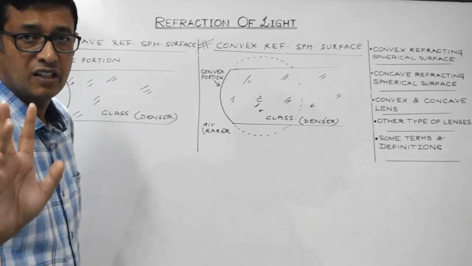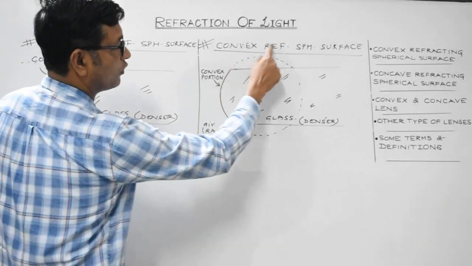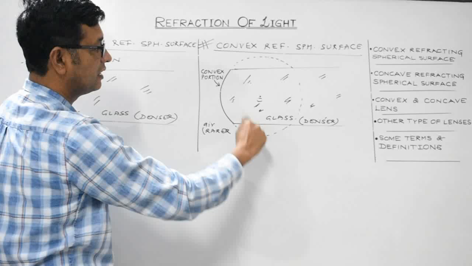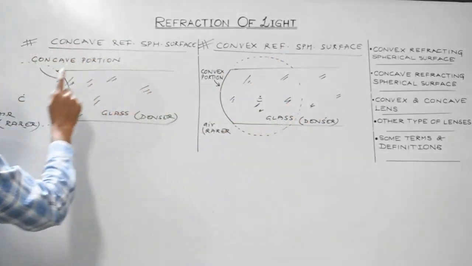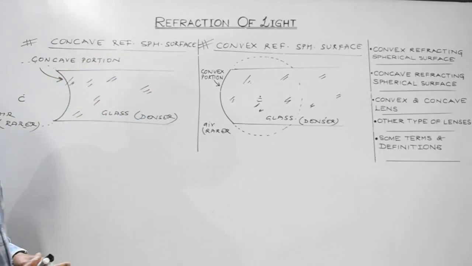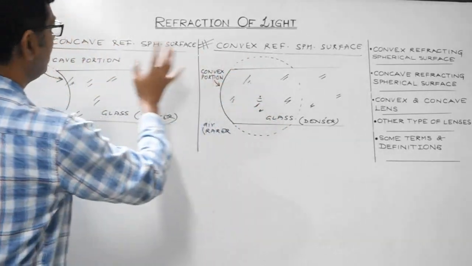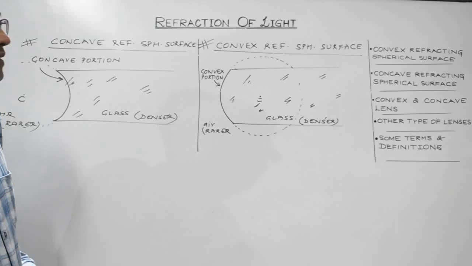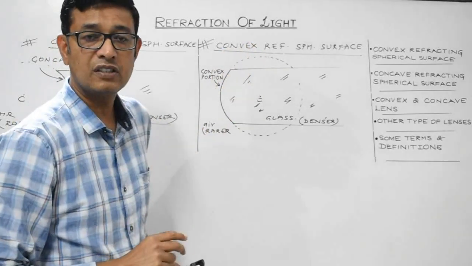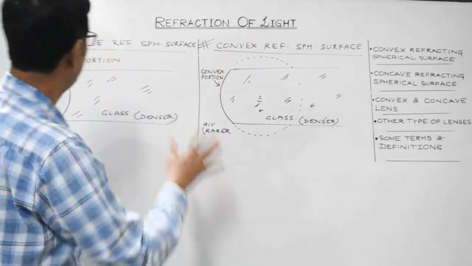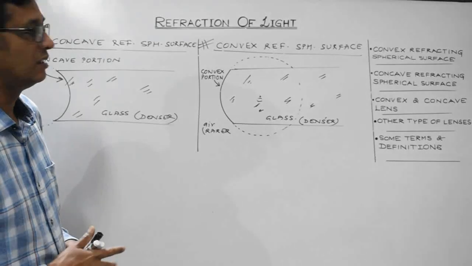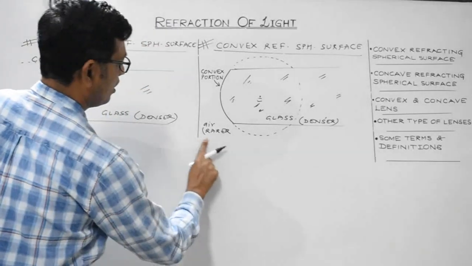Another very important difference: in the case of a convex refracting spherical surface, the center of curvature will lie in the denser medium, while in the case of a concave refracting spherical surface, the center lies in the rarer medium. So students, these are two basic differences between concave and convex refracting spherical surfaces. And with the help of two convex refracting spherical surfaces, a convex lens is prepared, while with the help of two concave refracting spherical surfaces, a biconcave lens is prepared. I'll tell you how it is prepared.